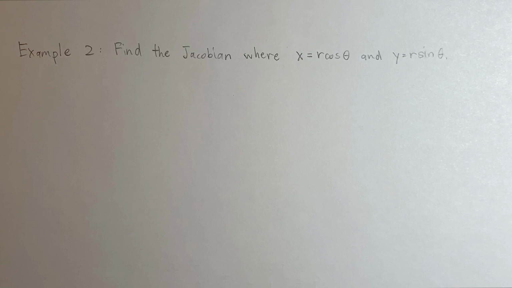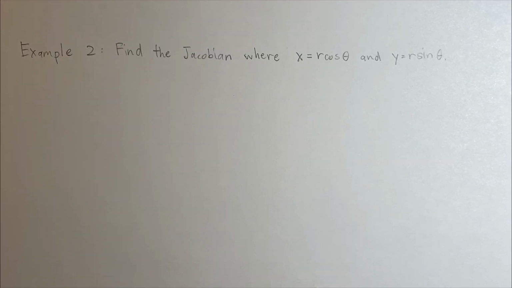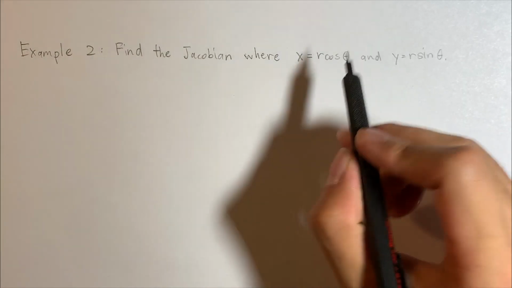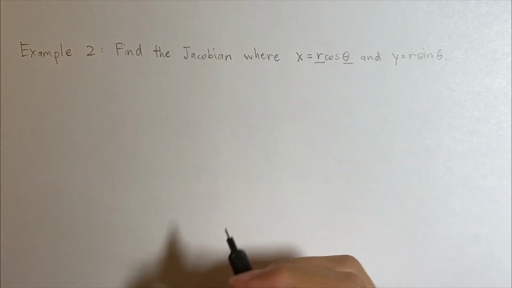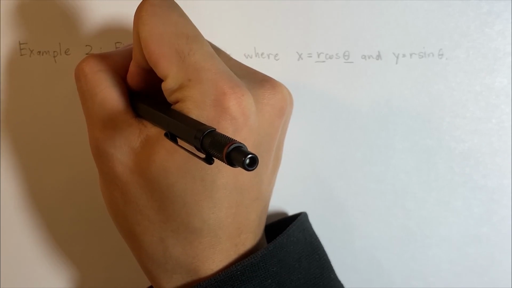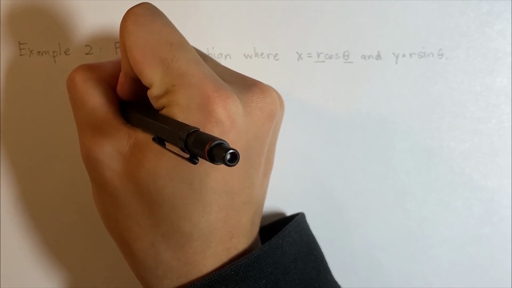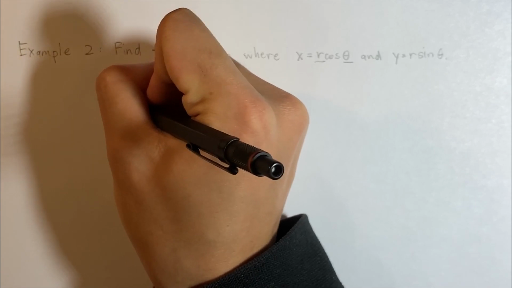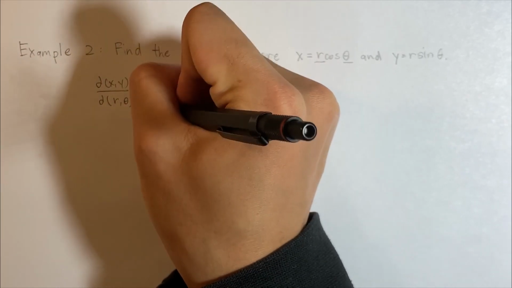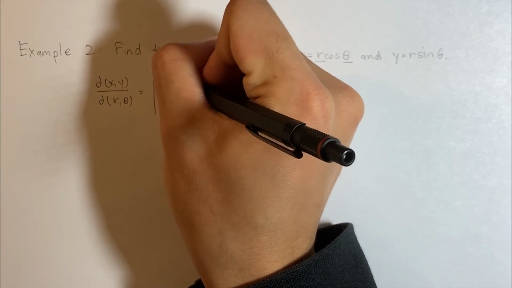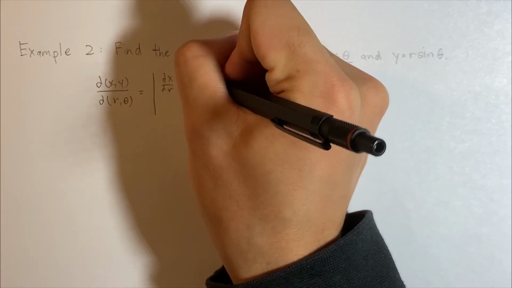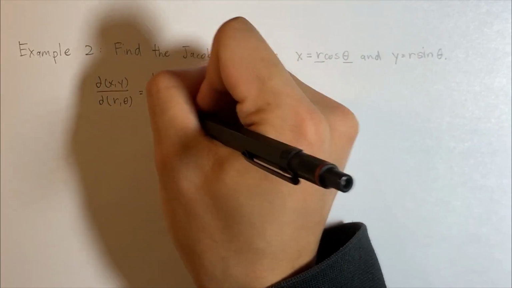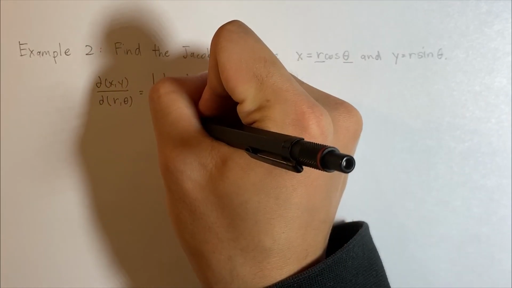Alright, so now we'll do another example, except this time x is equal to r cosine theta and y is equal to r sine theta. So go ahead and pause this one and try to figure it out. Alright, so we'll go ahead and go through it. The difference this time is we have the variables r and theta instead of u and v, but they represent the same things. So we can say partial of xy over partial of r theta is equal to the determinant of partial x partial r, partial x partial theta, partial y partial r, and partial y partial theta.